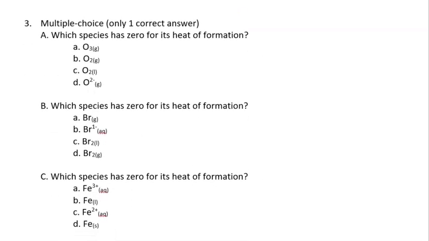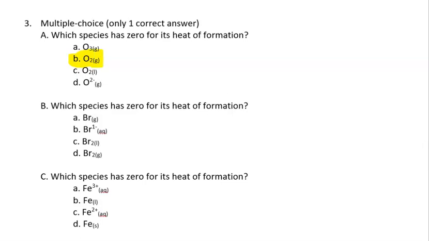Now, multiple choice, only one correct answer. Which species has 0 for its heat of formation? Things that have 0 for heat of formation are things in their elemental form. So if it was an elemental form, one, that's ozone. Can't be the third one because that's a liquid. And it can't be the fourth one because that is an ion. So it would have to be B. Oops, cross it out. Let's try this differently. So B is the correct answer.